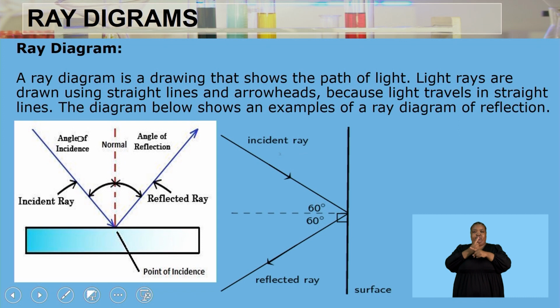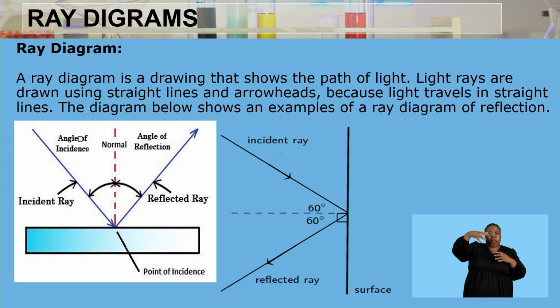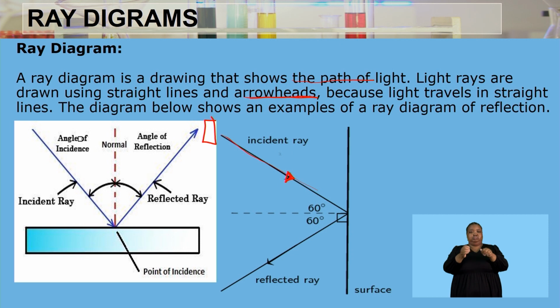So this is basically our ray diagram. A ray diagram is a drawing that shows the path of light. Light rays are drawn using straight lines and arrowheads. The arrowheads show the direction of the light. Because light travels in a straight line, the diagram below shows an example of a ray diagram of reflection. The ray coming from the source is called the incident ray. If our source was somewhere up there, this is our incident ray, shown by the direction of the arrowhead.